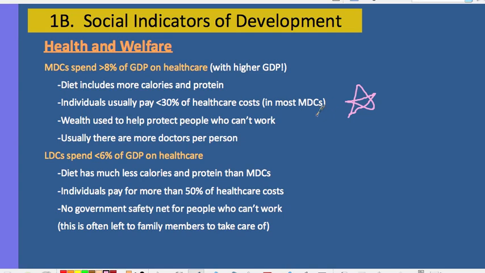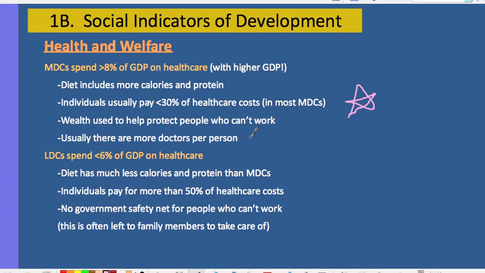Wealth is used to help protect people who can't work, so we have what we call a government safety net. People who are too old or who have a disability and can't work, the government usually helps to pay for them, like Social Security or Medicare. Usually there are a lot more doctors per person in an MDC too.